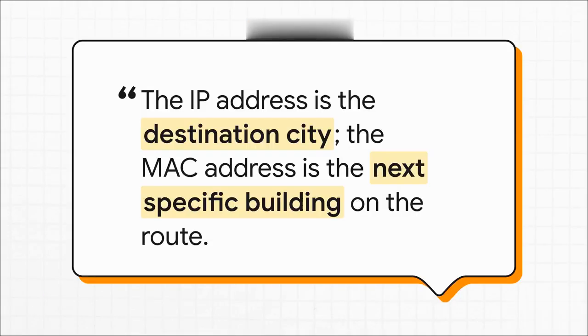This distinction is so important, so let's make it clear. The IP address is the final destination city. The MAC address is just the address for the very next building on the street, the next stop on the way. Layer 2 is all about getting the data successfully from this point to the very next one.